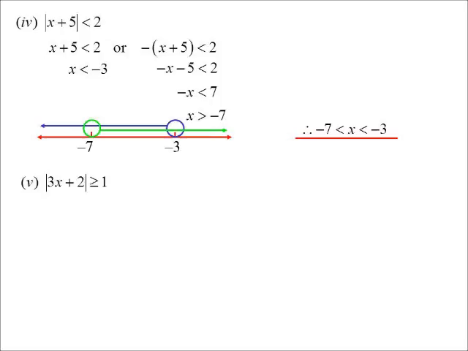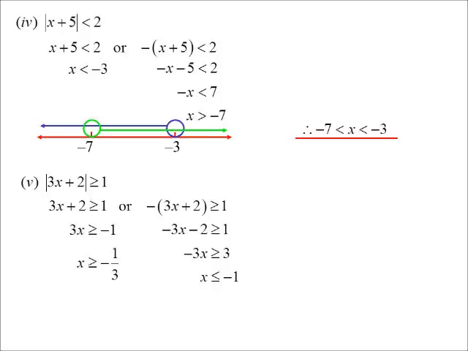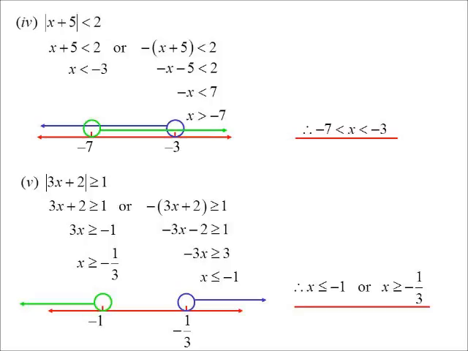So absolute value of 3x plus 2 is greater than or equal to 1. Change it on the 3x plus 2. We get x is greater than or equal to minus a third. We get less than or equal to negative 1. Again, if I just check this on a number line, so this time it's the outside. So similar to those quadratic ones, we tend to get solutions that are either in between or on the outside. So there you go.